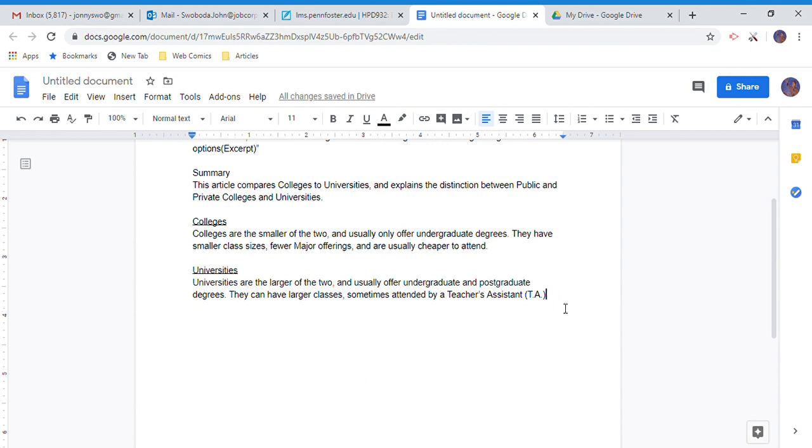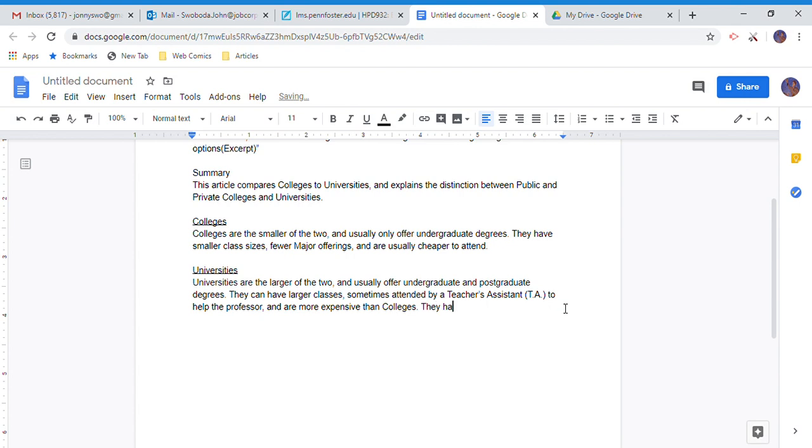They have larger class sizes, sometimes attended by a teacher's assistant to help the professor, and are more expensive than colleges.